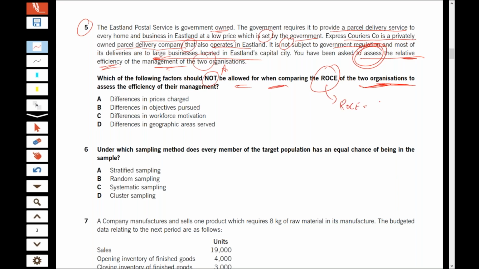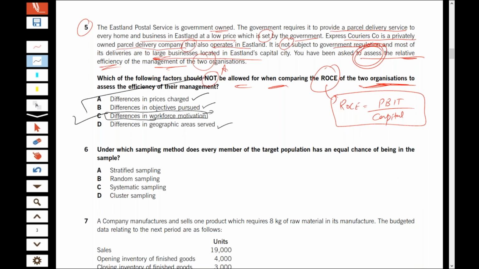ROCE involves profit before interest and tax divided by capital, isn't it? It is profit before interest and tax divided by capital. While comparing these, we will be considering objectives, we will be considering geographical areas, but what about workforce motivation? This will not be considered because motivation is not included in ROCE. ROCE is a calculated, quantitative answer, and workforce motivation is non-quantifiable. It has nothing to do with ROCE.